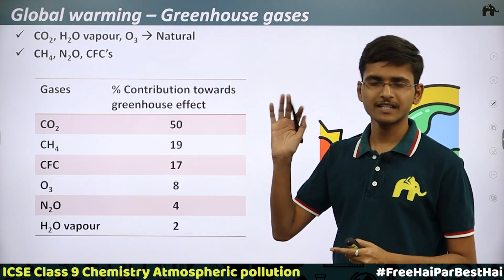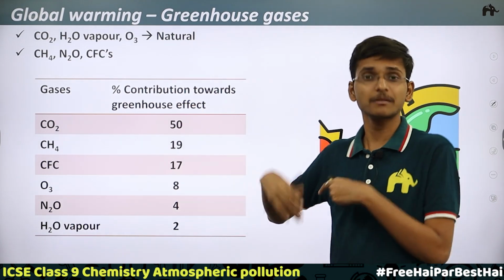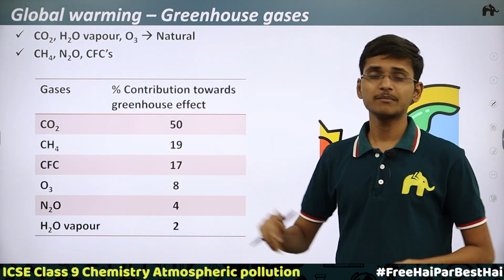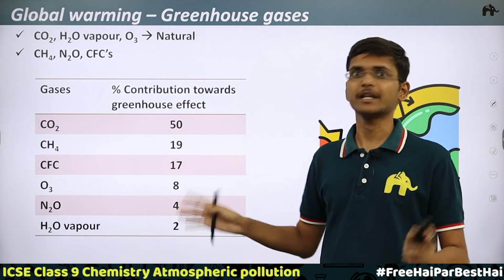We have studied in class 6 itself that it is used for photosynthesis by plants and all those things. But apart from that also, carbon dioxide plays a very important role in the greenhouse effect in maintaining the earth's temperature.